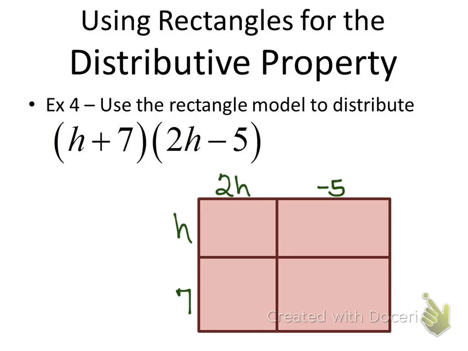Okay, from here, Amaya, what's the area of my first section? Area equals H times 2H, which equals? 2H squared. That's right. Okay, top right, the area of that section, H times -5, which equals -5H. All right, bottom left.